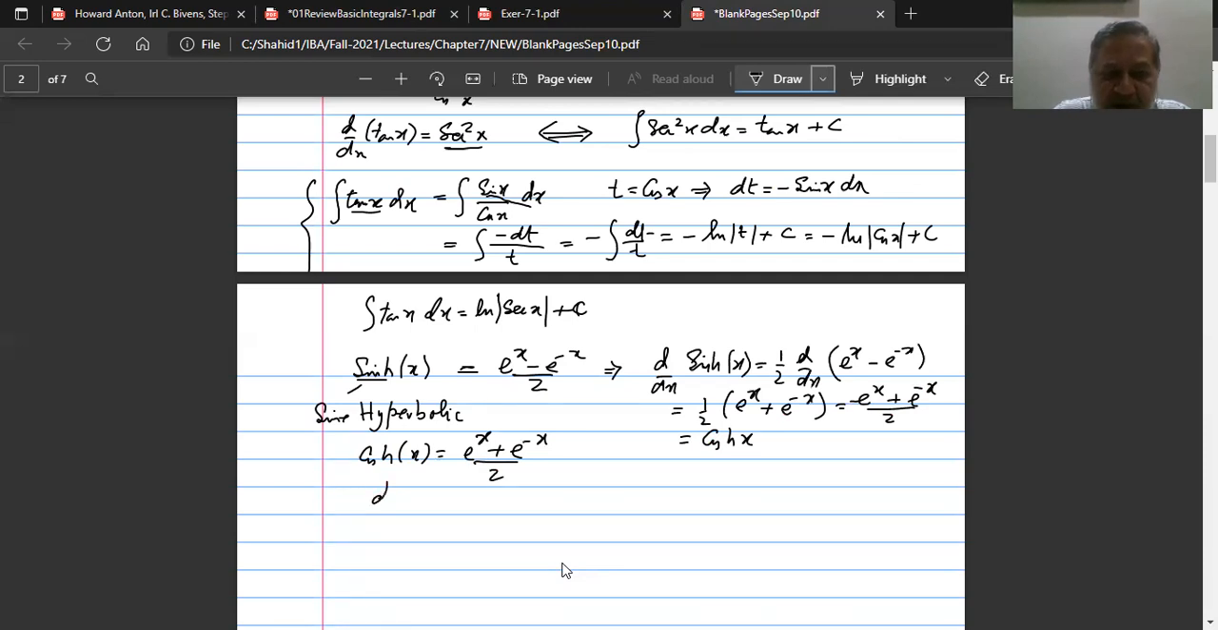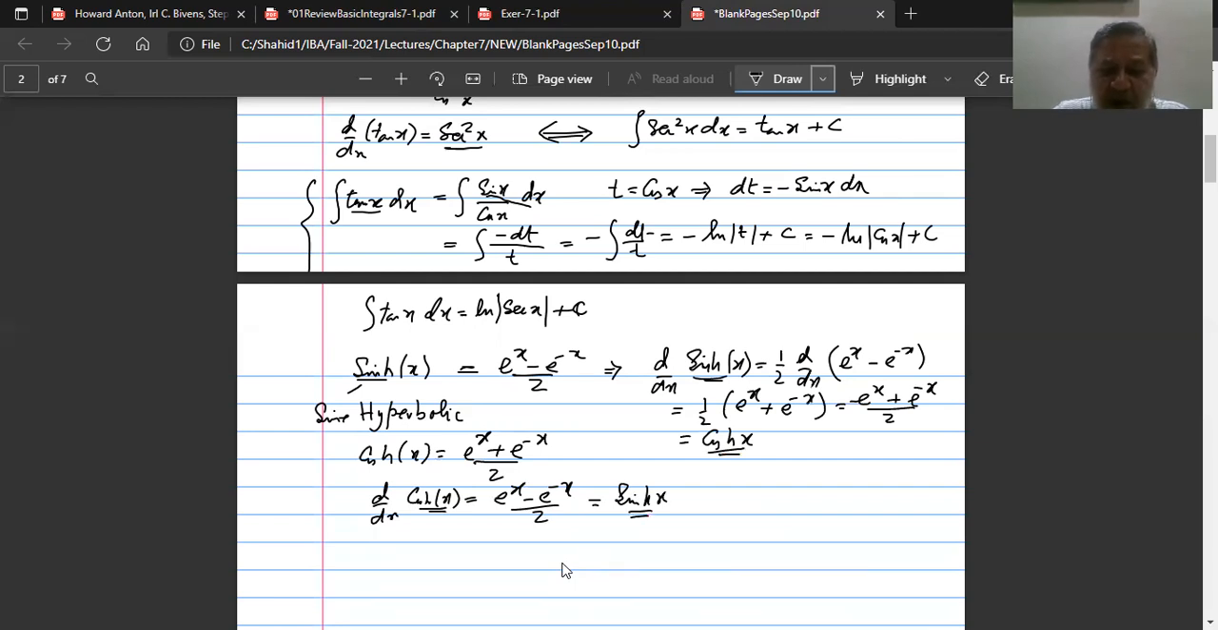Now, what if I take the derivative of cos hyperbolic x? We observe that 1/2 times the derivative of this will result in (e^x − e^(−x))/2, and that is sin hyperbolic. So we come to the conclusion that when we take the derivative of sin hyperbolic, the result is cos hyperbolic. When we take the derivative of cos hyperbolic, it comes out to be sin hyperbolic.